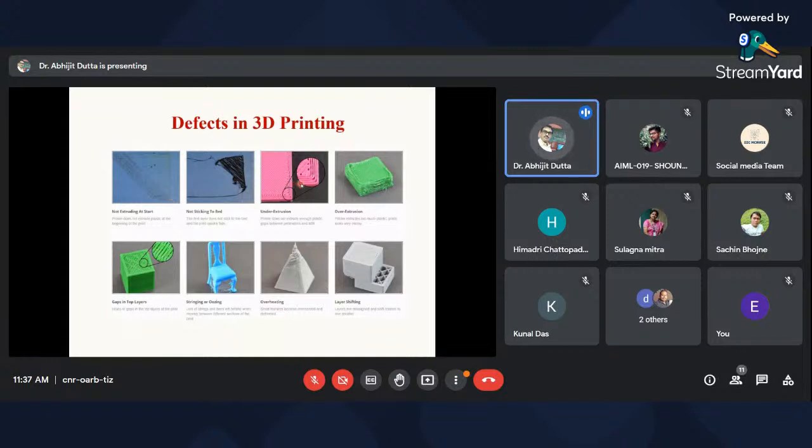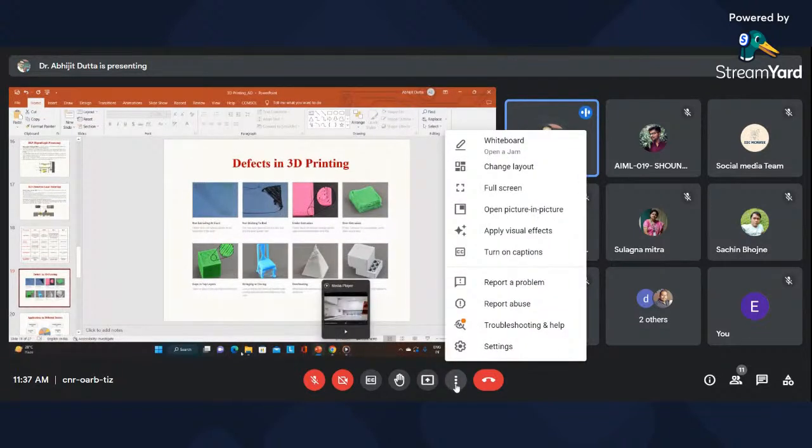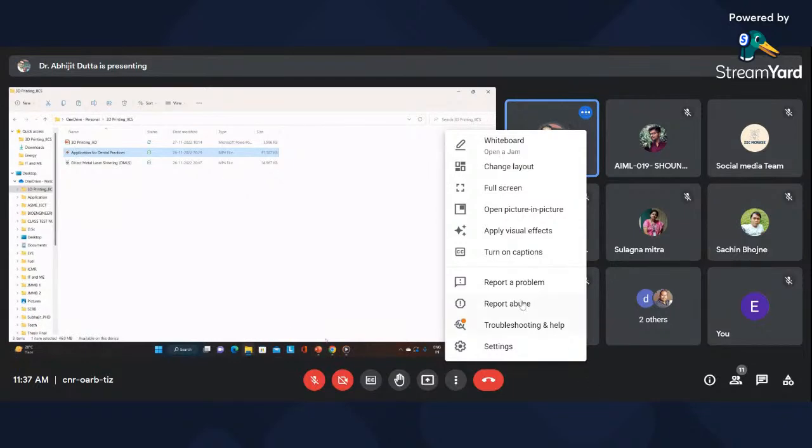You can see somewhere under-extrusion, that means the material deposition is slow. What will happen with over-extrusion? This is the overheating case. You can see here. Stringing or oozing is another problem, and layer shifting is also due to the position of the nozzle. Now I will show you a small video which will give you a good idea about the different processes.